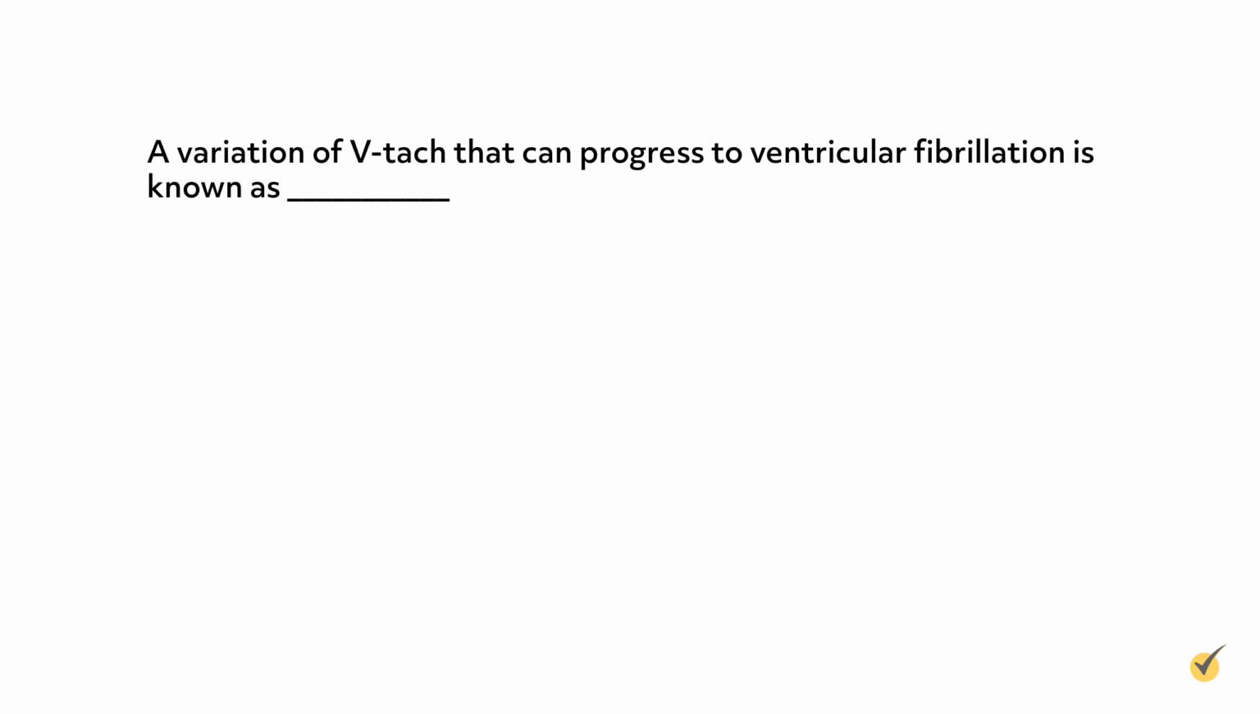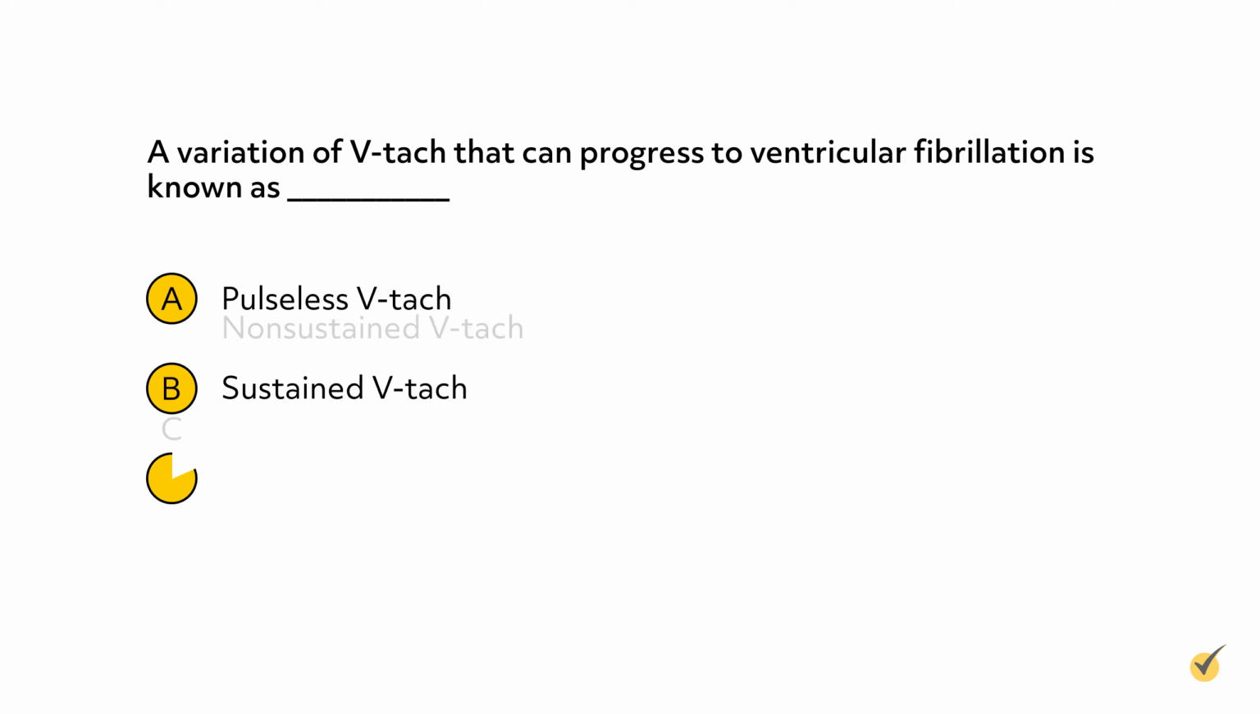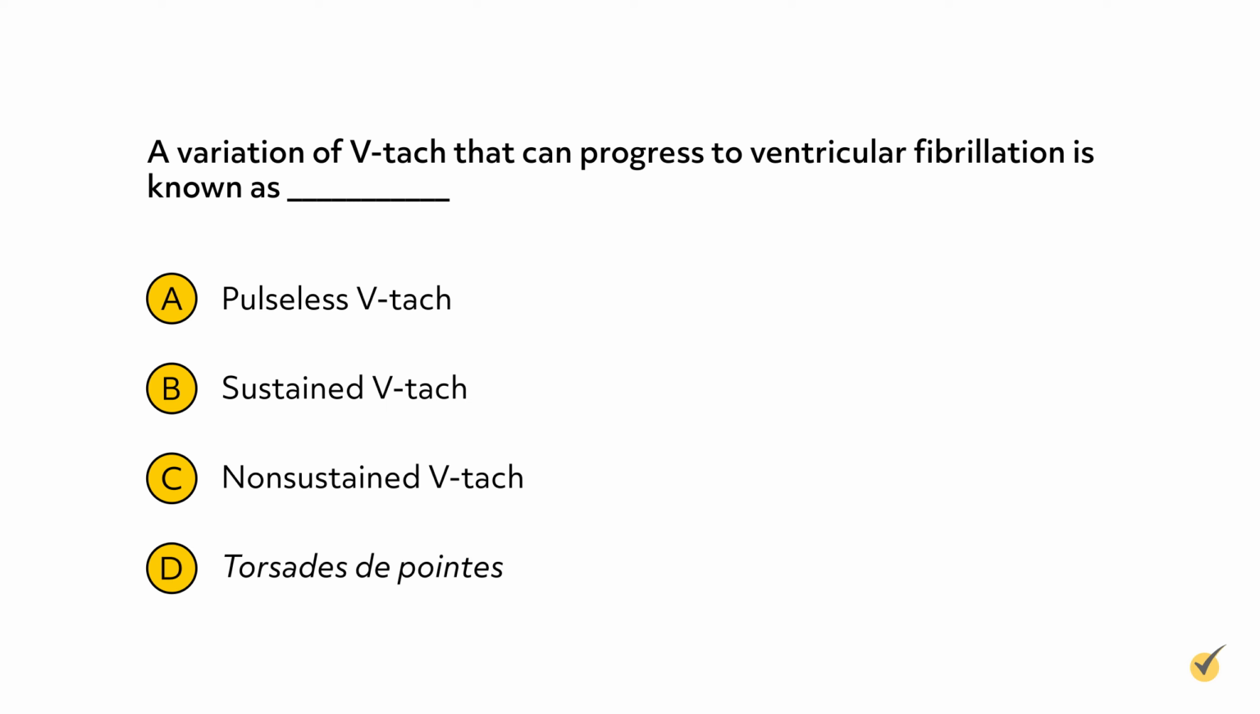Number 3. A variation of VTAC that can progress to ventricular fibrillation is known as A, pulseless VTAC, B, sustained VTAC, C, non-sustained VTAC, or D, torsade de pointes. D is the right answer.